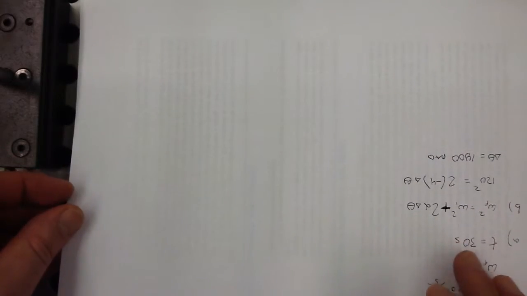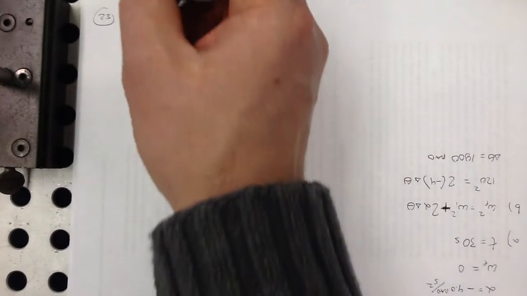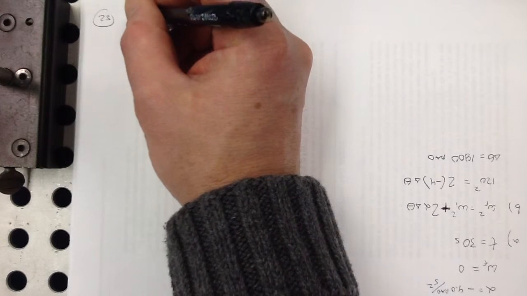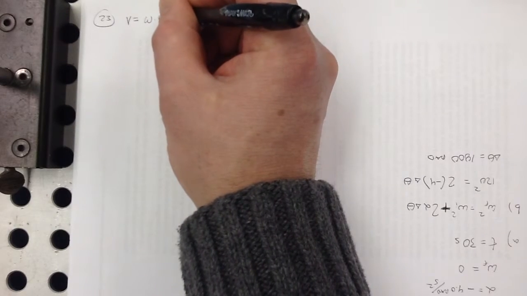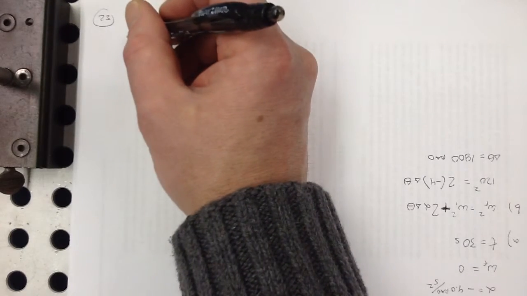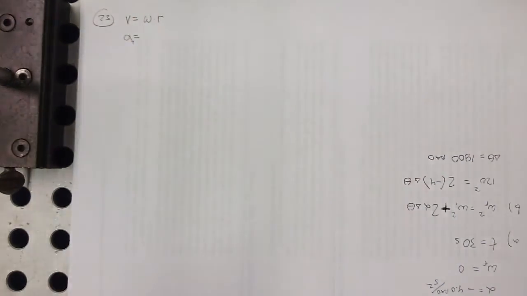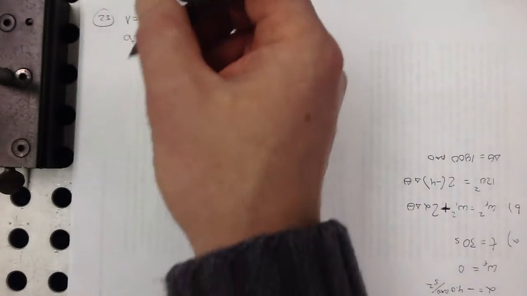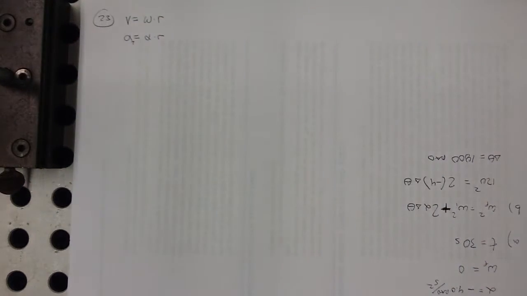Number 23. What's this section? This section is called Relating the Linear and Angular Variables. So remember that if you want to know velocity, that's equal to angular velocity times r, right? And if you want to know its tangential acceleration, not to be confused with centripetal or radial acceleration, that's equal to alpha times r, right?